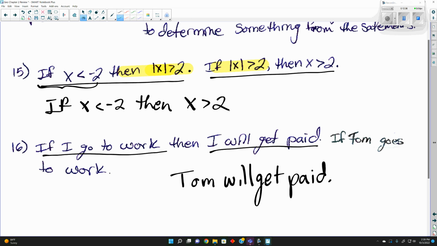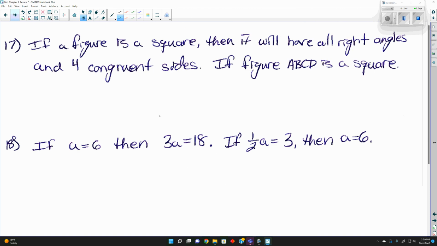Questions on 15 or 16? Questions on 17 or 18? Because 17 is going to be that A, B, C, D has all right angles and four congruent sides, because the hypothesis is that a figure is a square. Since that's true, the conclusion must also be true that A, B, C, D has four right angles and four congruent sides. With 18, if A equals 6, then 3A equals 18.